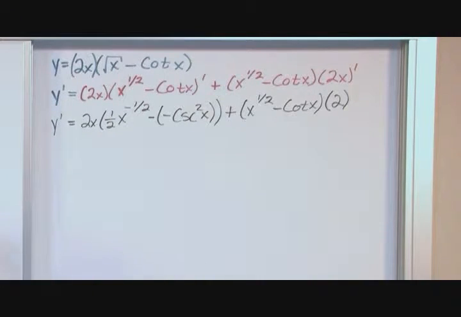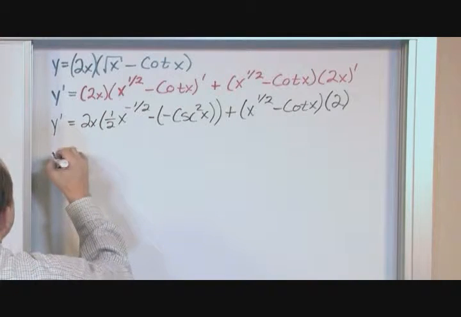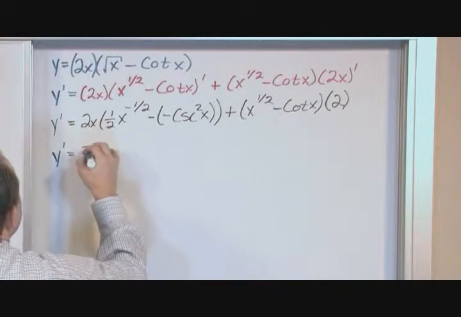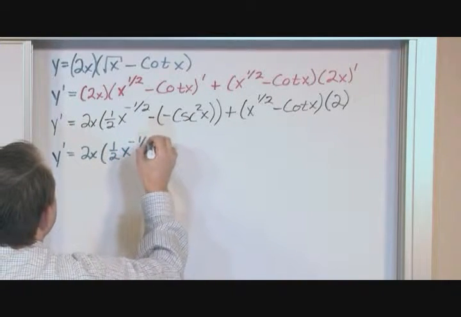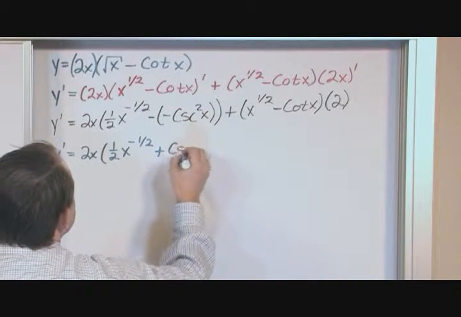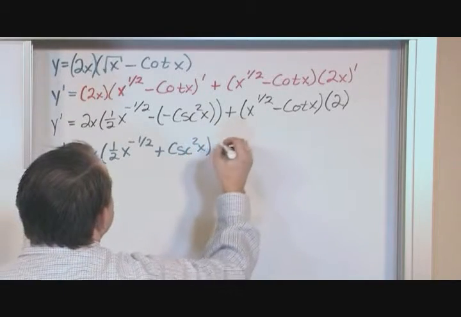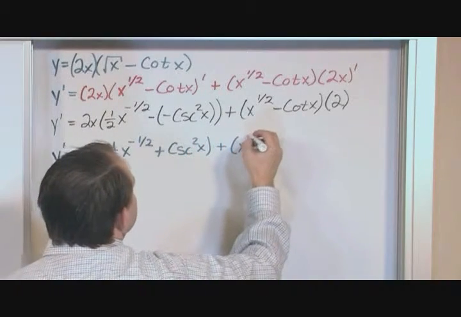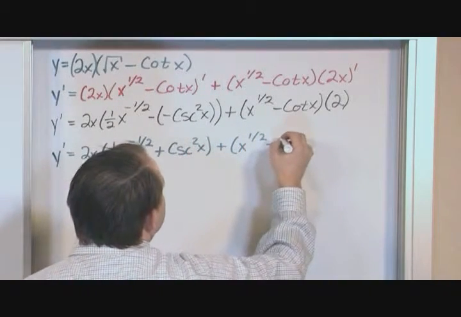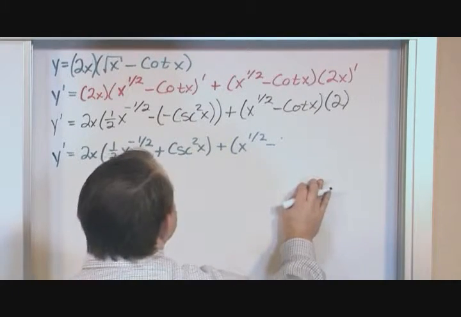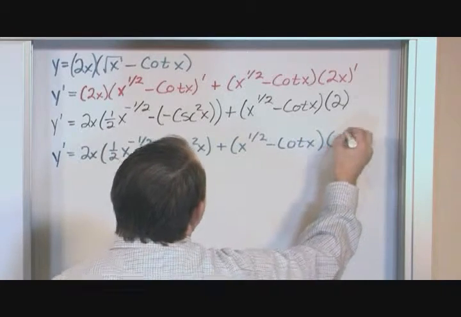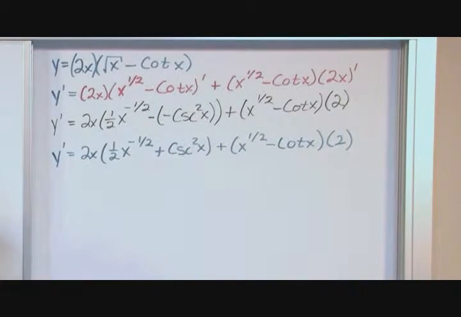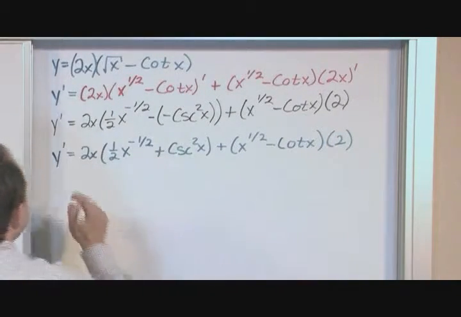So we've really got the answer. That is the derivative. But obviously you're not going to get credit for leaving it like that. So what we'll have is y prime, 2x times 1/2 x to the negative 1/2 plus cosecant squared x plus x to the 1/2 minus, well, let's just go ahead and do it this way, cotangent of x times 2. I could have done this multiplication in this step, but just to show everything. Now let's go ahead and do the multiplication in both steps.